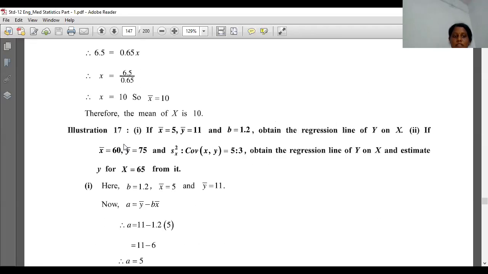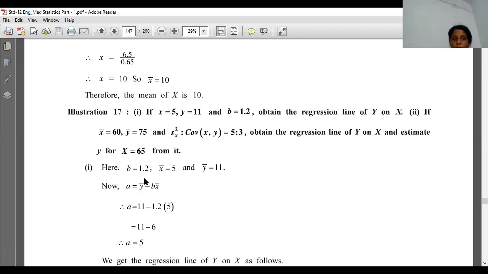17. First one, if x bar equal to 5, y bar equal to 11 and b equal to 1.2, obtain the regression line of y on x. Then second is, if x bar equal to 60, y bar equal to 75 and s square x is to covariance xy equal to 5 is to 3, obtain the regression line of y on x and estimate y for x equal to 65. Okay.